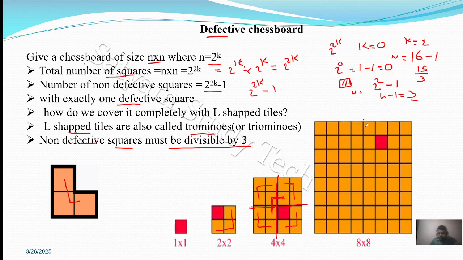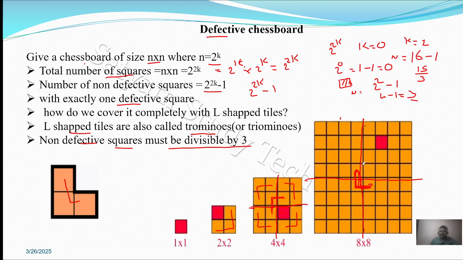Now we can see this problem is divided into a number of subproblems. You can see here this is also a big problem. For example, in this quadrant there is the defective one. Now these three are non-defective. So in this quadrant there is no defective one. Now we can fill with the L-shaped symbol like this. You can fill these three squares by using this L-shaped symbol.